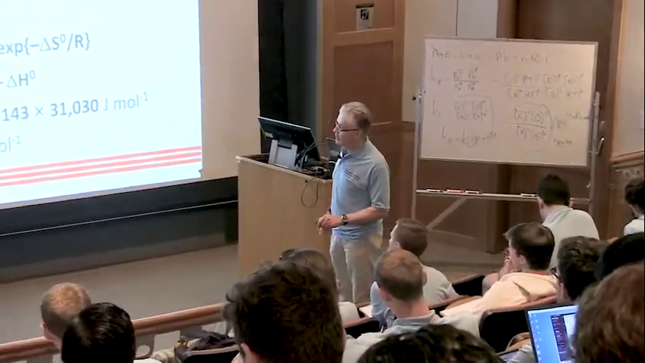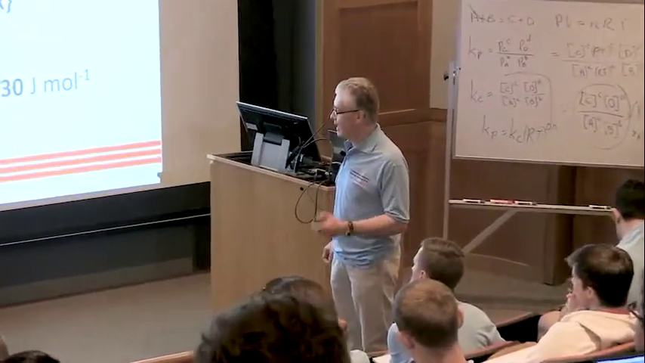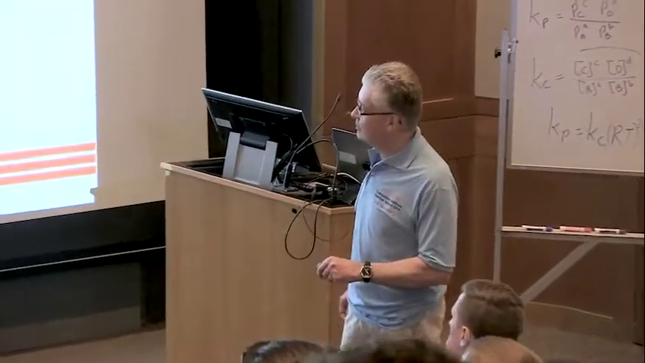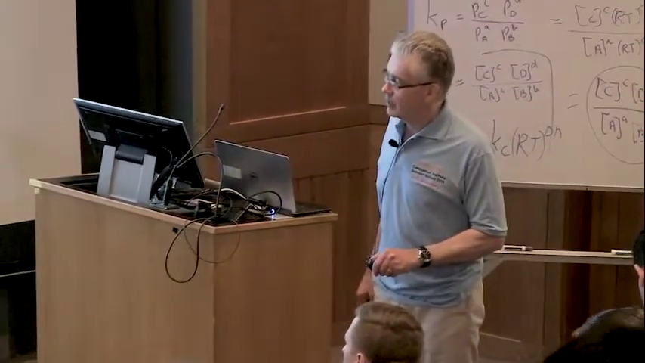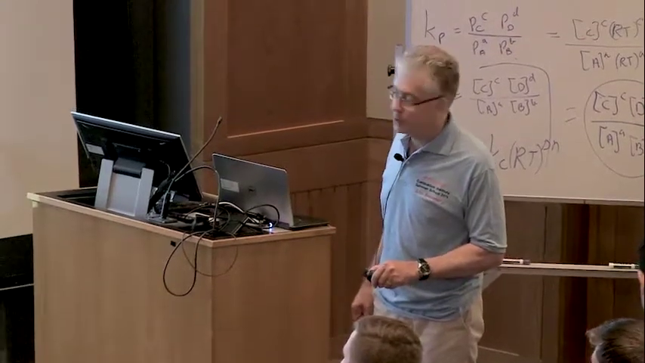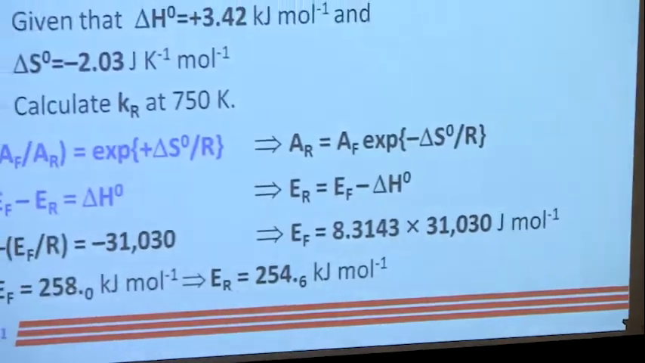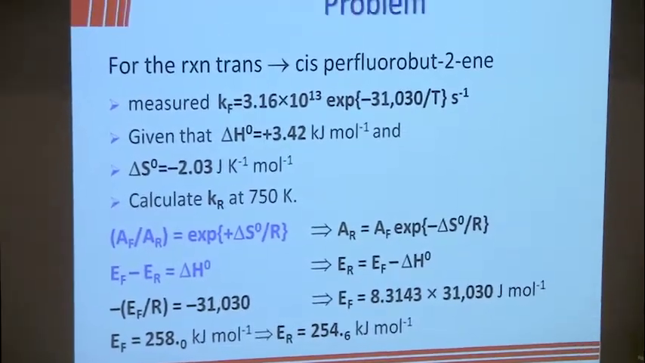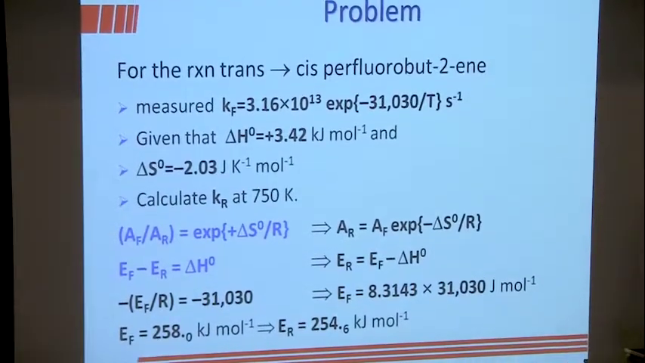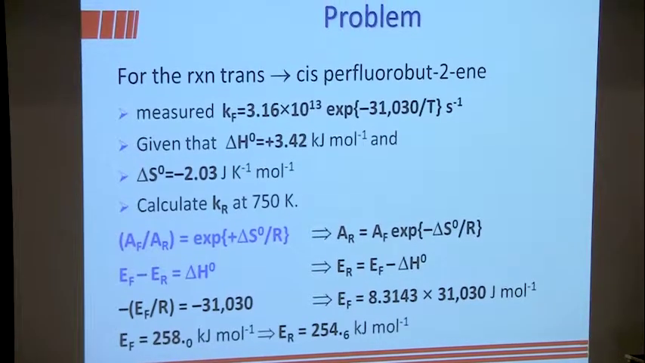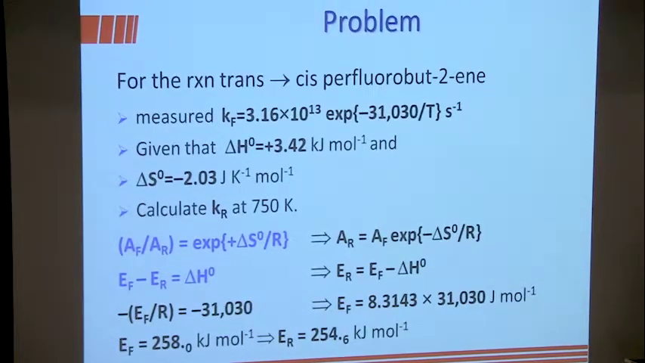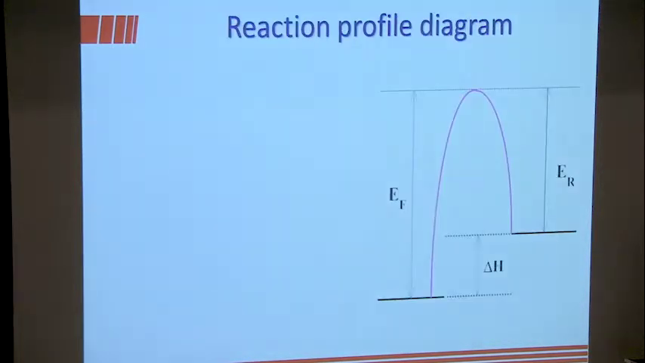Okay? And you have E forward minus E reverse is equal to delta H. So E reverse is equal to E forward minus delta H. Okay? And just be careful that you convert this activation temperature to an activation energy, and that you have the energies in the same units. So it's not T, it's joules, and it's joules, not kilojoules, or kilojoules and not joules, or whatever it is. Okay? Just watch that.